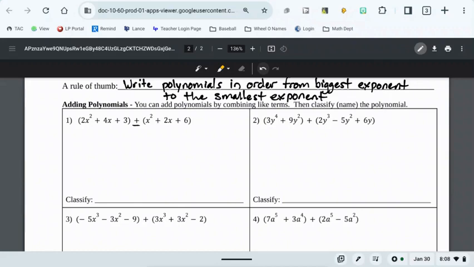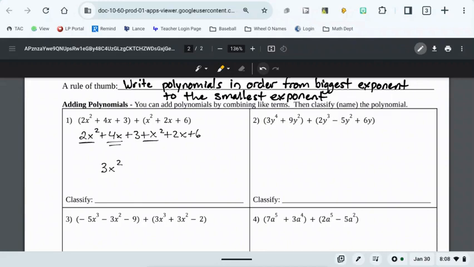When there's an addition sign between them, or in a few minutes you're going to see when there's a subtraction sign between them, we're going to add them or subtract them. This one has an addition sign. So when we have an addition sign, we can just drop the parentheses. So 2x squared plus 4x plus 3 plus x squared plus 2x plus 6. So we can just drop the parentheses and go ahead and combine like terms. So I'm going to look. I have 2x squared plus x squared. 2x squared plus x squared gives us 3x squared.